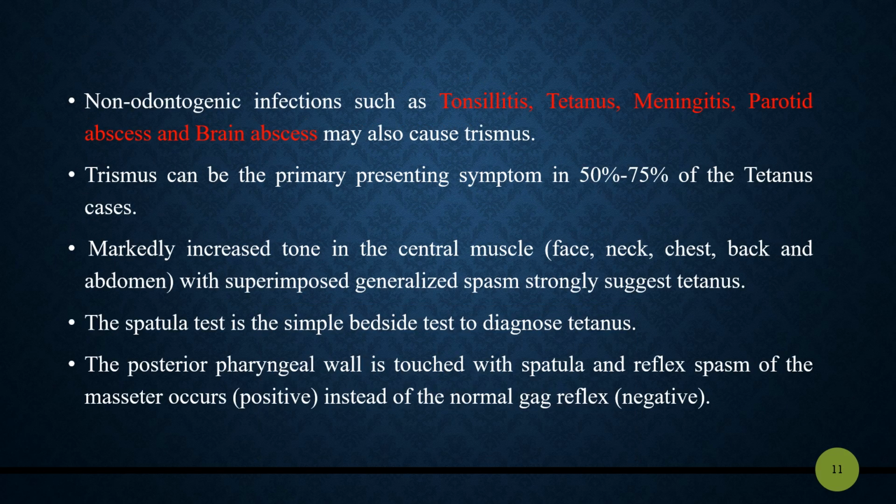Non-odontogenic infections such as tonsillitis, tetanus, meningitis, parotid abscess and brain abscess may also cause trismus. Trismus can be the primary presenting symptom in 50 to 75% of tetanus cases. There is a marked increased tone in the central muscles with superimposed generalized spasm in tetanus. The spatula test is a simple bedside test to diagnose tetanus. In this test, the posterior pharyngeal wall is touched with the spatula, and if it is positive, a reflex spasm of the masseter occurs instead of the normal gag reflex.